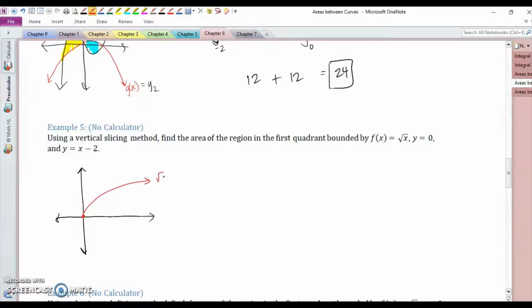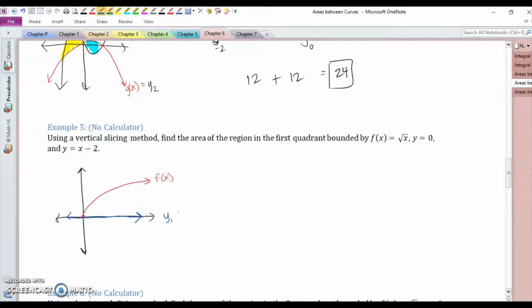There is your square root of x, or actually I'm going to call it f of x, or y1. Oh wait, I'm not allowed to use a calculator, so I might as well just leave it as f of x. Then in blue, we have y equals 0. So that's just a nice horizontal line at y equals 0, right? Where y is always 0, but x is constantly changing. Let's call that y1.